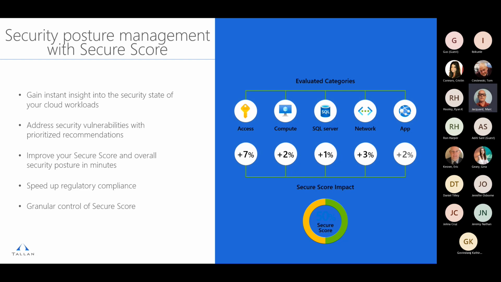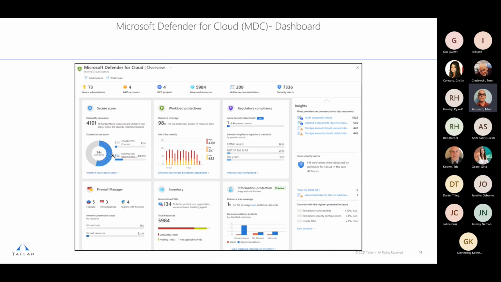Now, we can have Defender for Cloud posture type management so we can see secure score and some of those other things for free. But it's about protecting those resources. It's about seeing everything. It's about addressing those vulnerabilities with prioritized recommendations. It's about improving the score, speeding up regulatory compliance. So you saw back here, they had 3 policies applied.